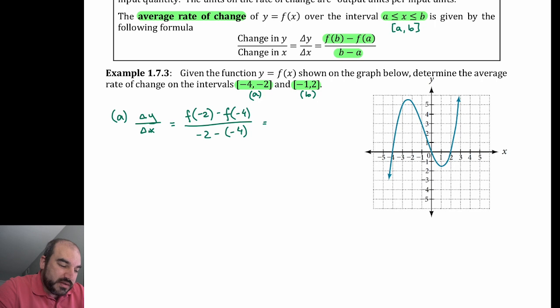From the graph, what's f of -2? Good. It looks about 5, right? If we go to -2 and go up to the graph, that's a y value of 5. What about f of -4? So we'll do 5 minus... I'm going to call that 0. I'm pretty sure -4 is where it hits 0. It kind of looks like it could be at 1, but I think that's 0.